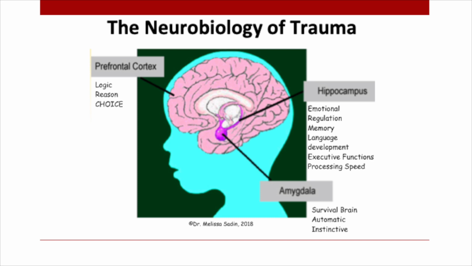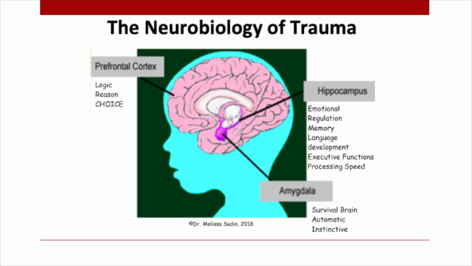This is a really simplified view of the brain. The prefrontal cortex, or the very front of your forehead, is responsible for logic, for reasoning, choice, and understanding consequences. Think critical thinking skills. The hippocampus is in the center and down, and is responsible for emotional regulation, memory formation, language development, executive functioning, and processing speed.